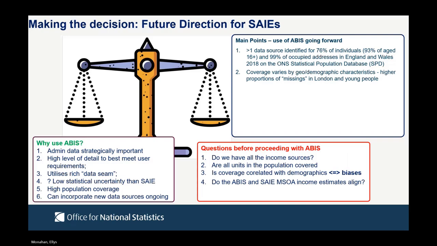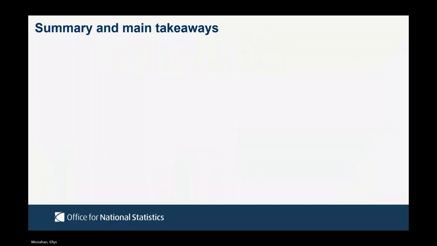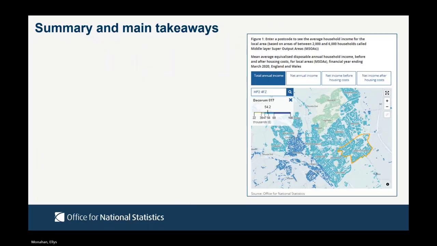Coverage variables, higher proportions of missing in London young people, so it's not evenly dispersed. Generally, the two measures at mean level are pretty good, but there is more of a longer tail. The highest incomes are even higher under ABIS, so which is the correct one? So there's a lot of further work needed, and we explain what we would do if we went down that route. So that's it, basically.